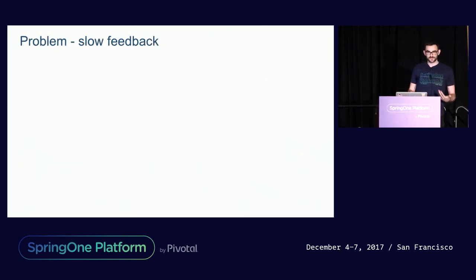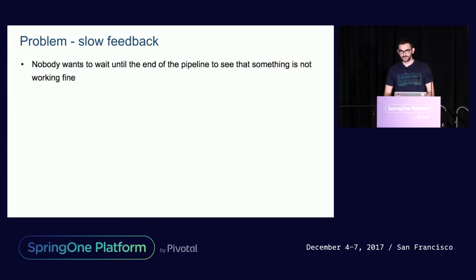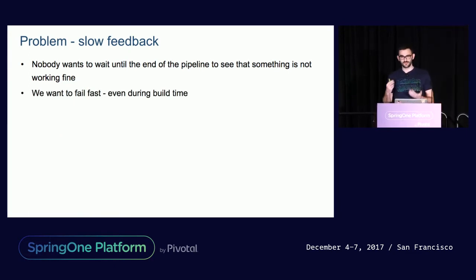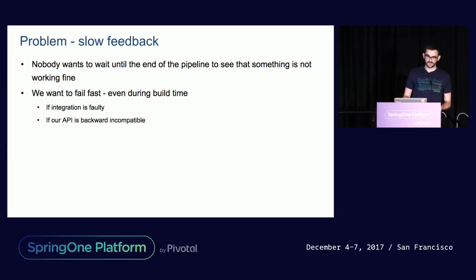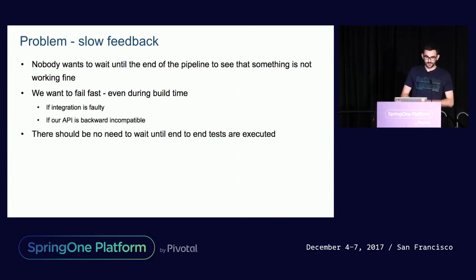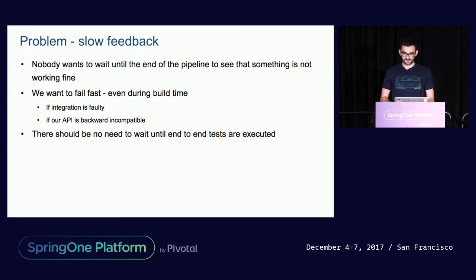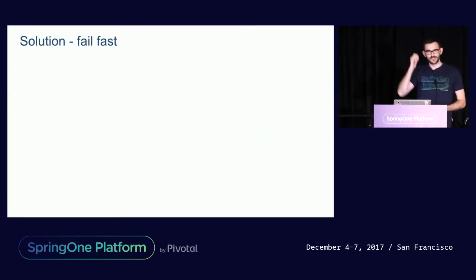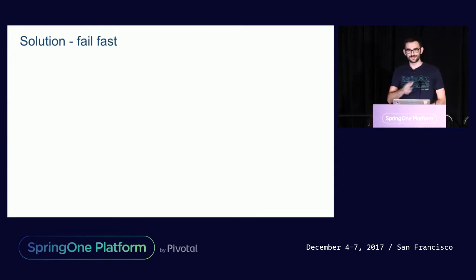So the problem we have is slow feedback, right? We don't want to wait until the end of the end-to-end test steps to see if something goes wrong. We want to fail during build time, on our laptops would be the best, if integration is faulty or if our API is backward incompatible. We don't want to wait until the end-to-end tests got executed. So you're going to see quite a few Captain Obvious solutions. If the problem is that you're not failing fast, start failing fast.